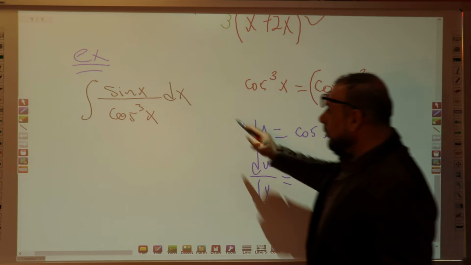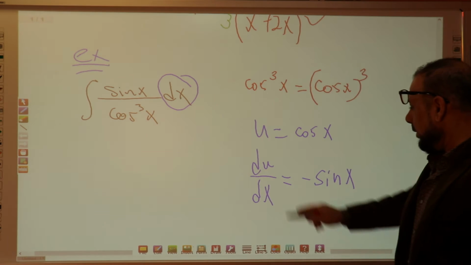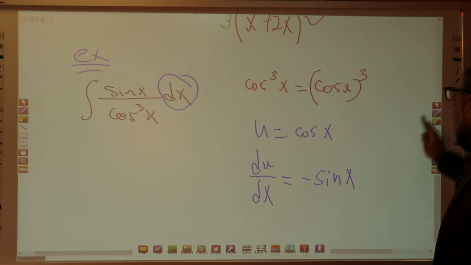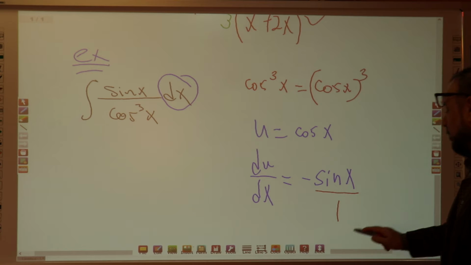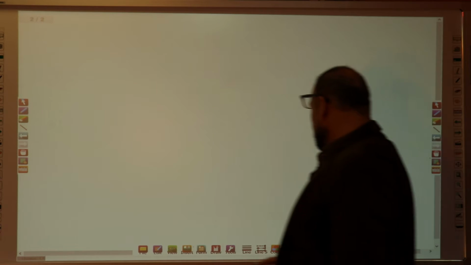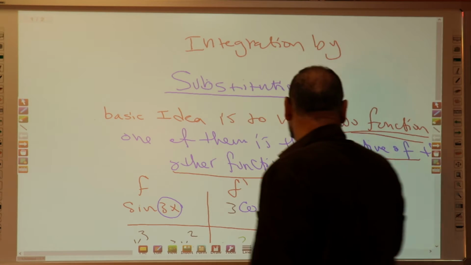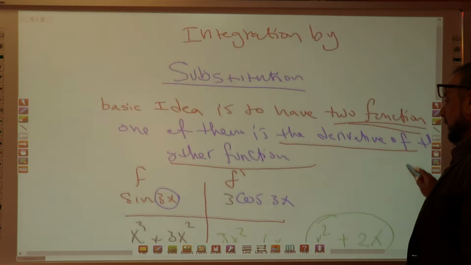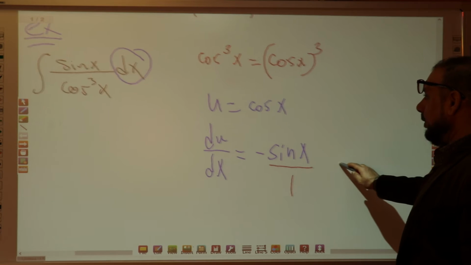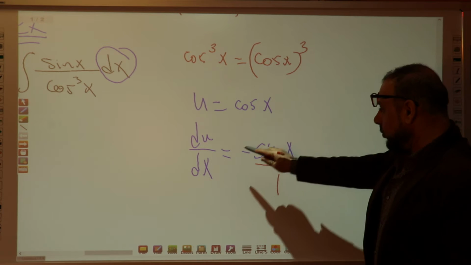Now, what are we looking for? We're looking for dx. I have a way; I tell my kids to always switch. If you don't switch, you cross multiply. If you don't switch, cross multiply.